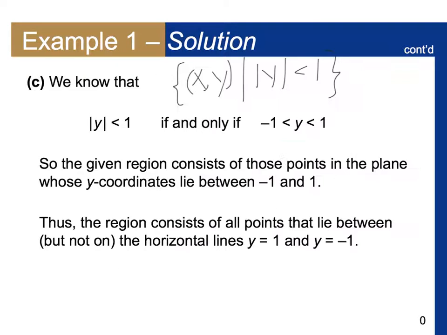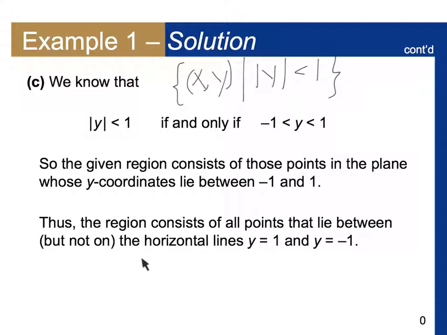Okay, in the third example, we have the set of all x, y pairs such that the absolute value of y is less than 1. Now remember, absolute value means distance from 0, so that means we're going to be less than 1 away from 0 on the y. Our interpretation of that is the absolute value of y is less than 1 if and only if negative 1 is less than y, which is less than 1. In other words, y is between -1 and +1. So the region will be those points in the plane where the y coordinates lie between -1 and +1.